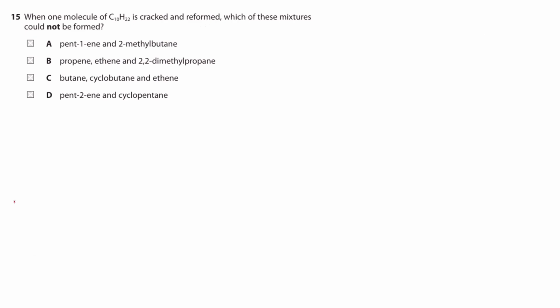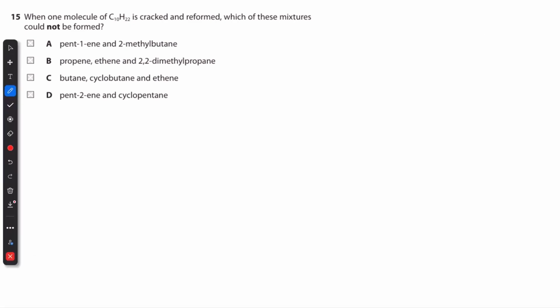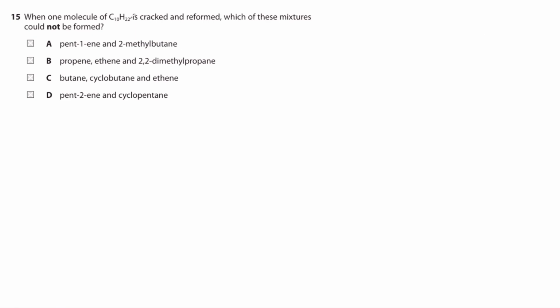Now here, cracking and reforming. So we have C10H22, right? So here what they are going to do is check the basic concept of chemistry. Other than a nuclear reaction, we know that atoms cannot be created or destroyed. So whatever the number of atoms you had on your reactant side should be there on your product side.